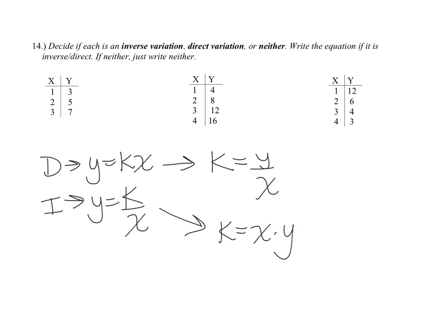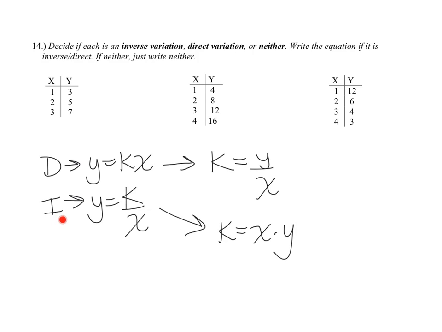So what we're going to do with this first question is we're going to say, will I get a constant? Let's check for direct first, right? So if I do 3 divided by 1, what do I get? 3 divided by 1 is 3, right? If I do 5 divided by 2, do I get 3? No. 7 divided by 3, do I get 3? No. So in this case, if I divide y by x, do I get a constant? The answer is no. So it's not direct.